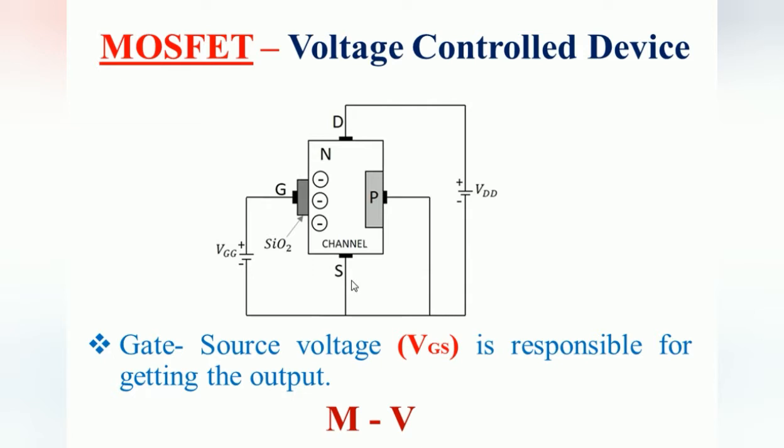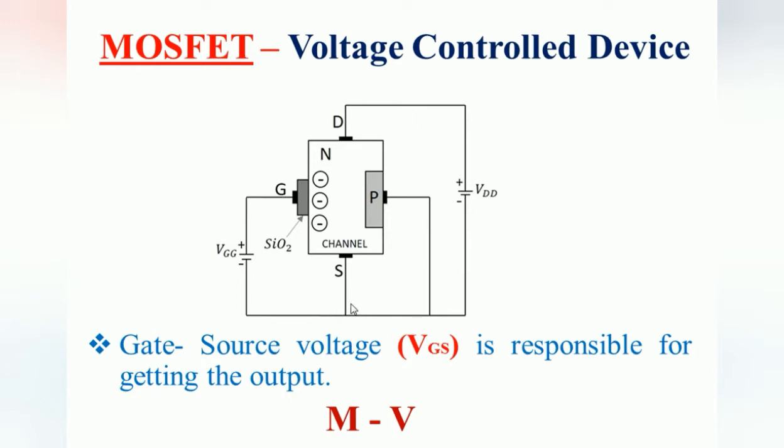So the output of the MOSFET is obtained by applying the input voltage, that is the gate to source voltage. So the gate to source voltage is responsible for getting the output. In the BJT the input current is responsible for getting the output, but here it is the input voltage, right? The input voltage is what? The voltage between gate and source. It is responsible for producing the output across the drain and source terminal.